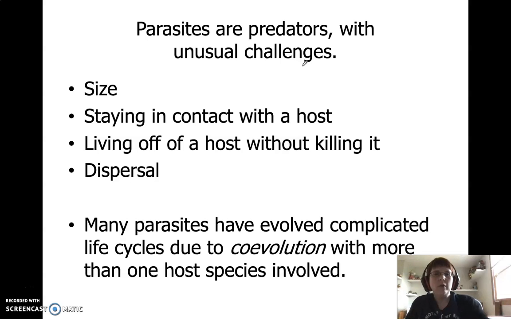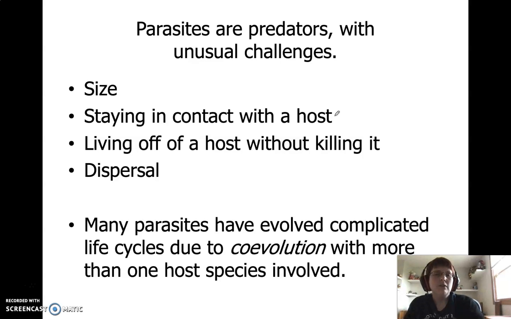So what's unique about parasites? Well, they are predators, but they have unusual challenges. One is size. Parasites are always smaller than their host. Think about it. If you were being chased after by a dog-sized tick, you would notice. But ticks are small, so that works to their advantage. They do need to stay in contact with their host for at least some period of time. And so their small size helps with that as well.